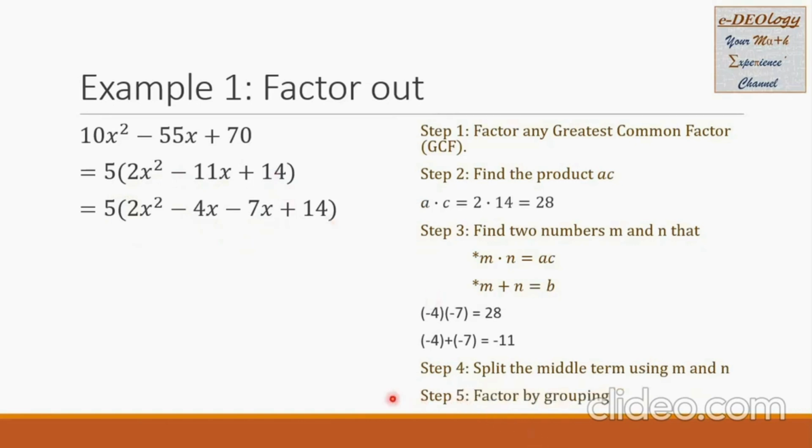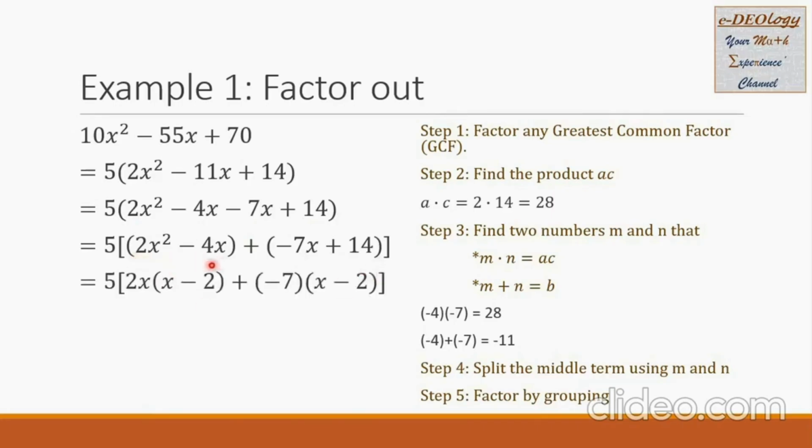And in step 5, we're going to factor by grouping. We have here 4 terms. We're going to group the first 2 and also the last 2. So the 2x squared minus 4x is now in one group, and the negative 7x plus 14 is in another group. Using factor by grouping, we are going to factor out the greatest common factor for these two terms. Also, we will do the same on the next group.